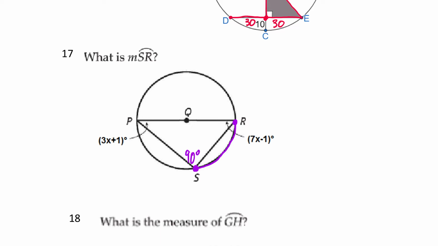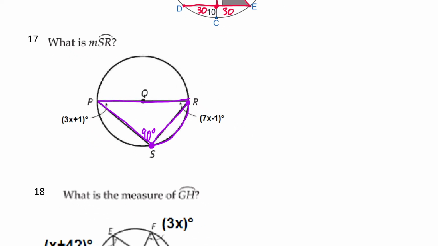And now from here, it's going to be 7x minus 1. Okay, there are several ways you could look at it, but the easiest way is just the three angles of a triangle always add up to 180. So I'm going to do this plus this to equal 180. So it's going to be 3x plus 1 plus 90 plus 7x minus 1 equals 180.